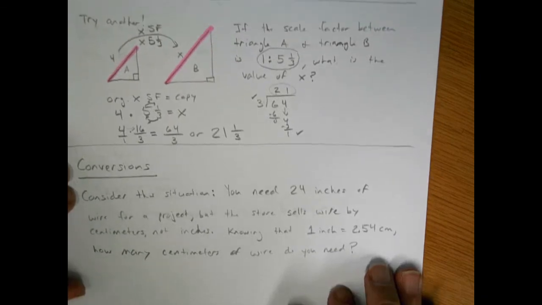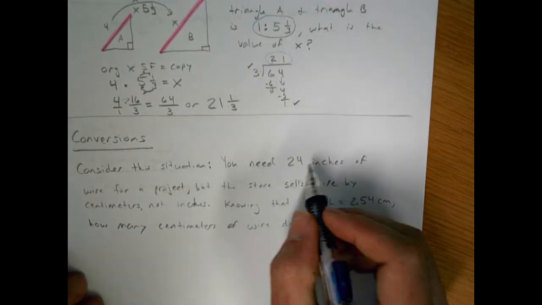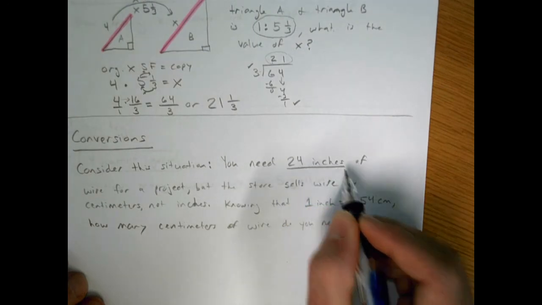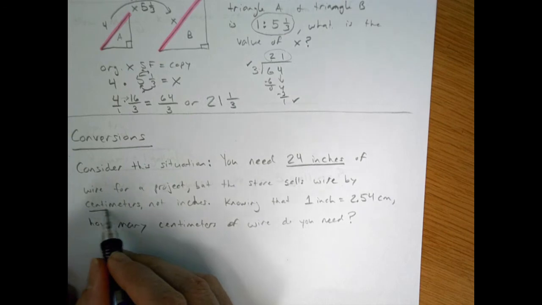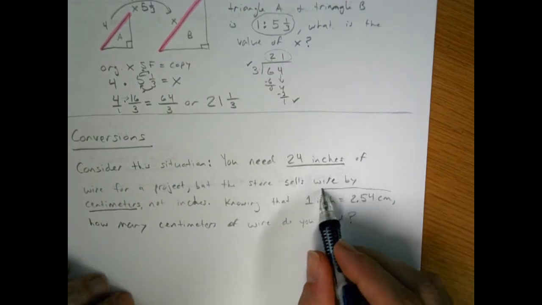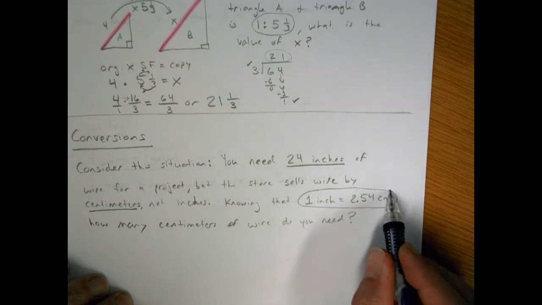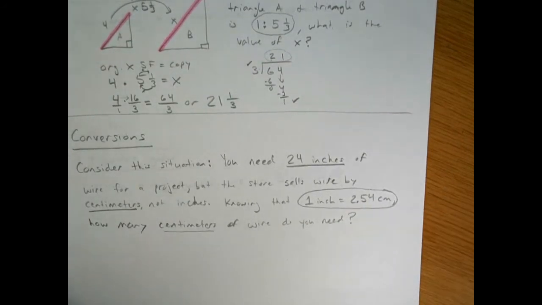And let's begin with this situation. Consider this situation. You need 24 inches of wire for a project, but the store sells wire by centimeters, not inches. Now, knowing that 1 inch equals 2.54 centimeters, how many centimeters of wire do you need?